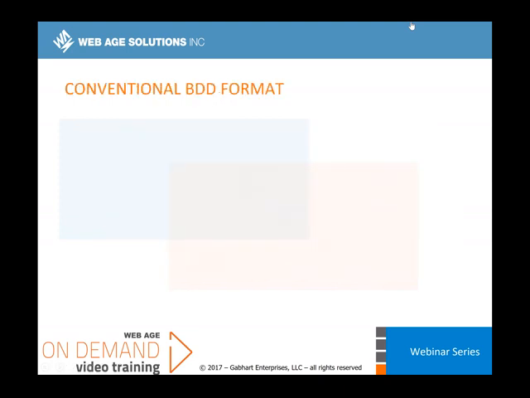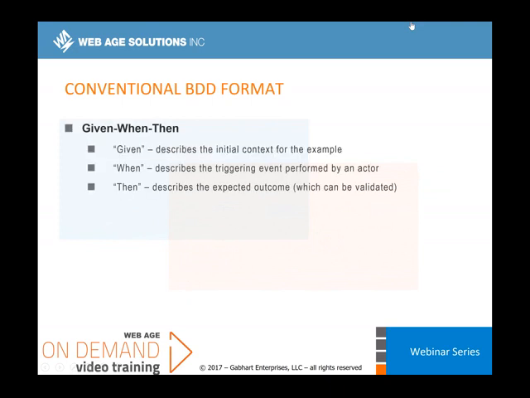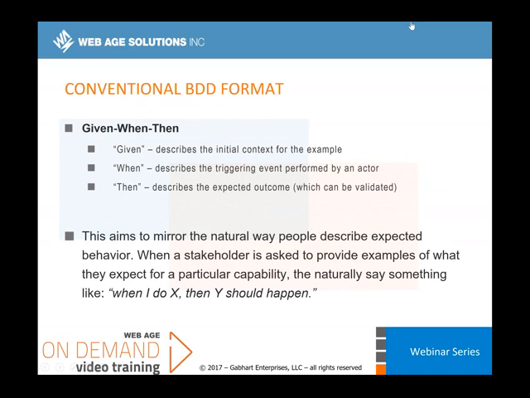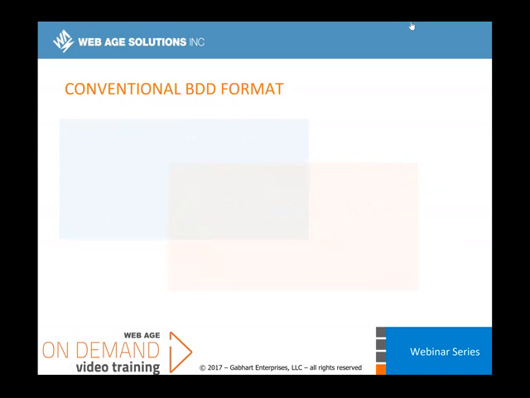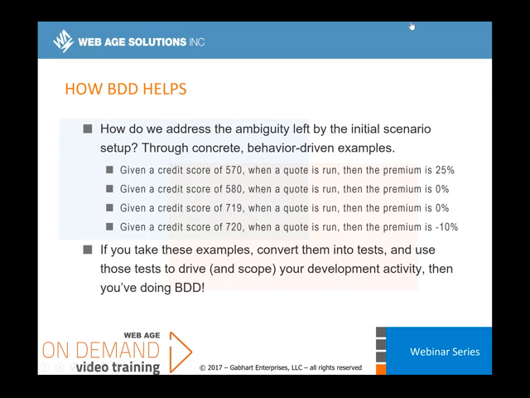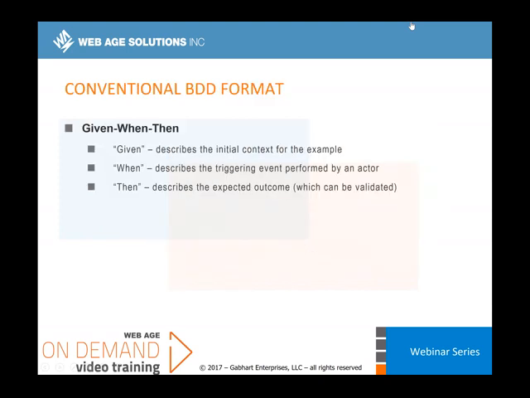So if that's how we do those concrete scenarios, how does it fit into the notion of a story? Well, first, let's understand that there's a few key elements of BDD. Given, when, then, meaning that we structure all of our scenarios using that terminology. So if I back up for a second and show you, it says given a credit score of 570, when a quote is run, then the premium is 25%. And so that given, when, then structure is very important. Given describes the initial context.